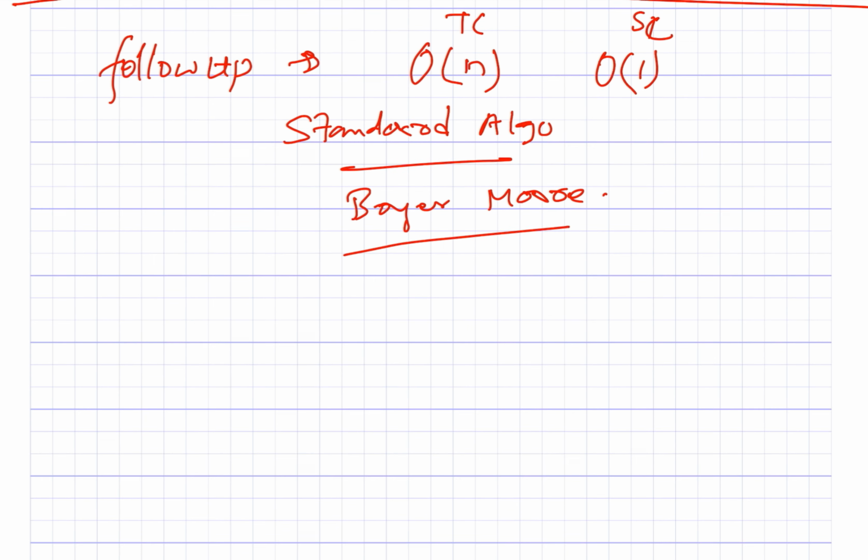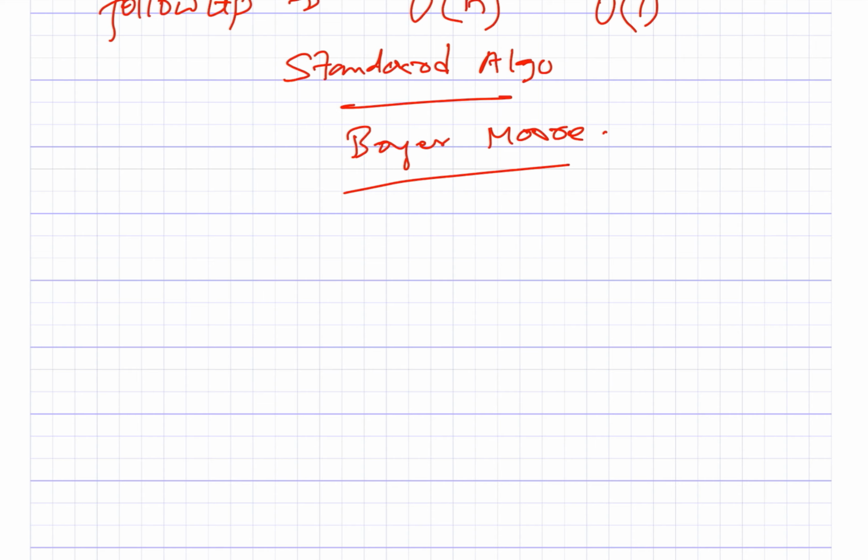So let's see our problem once again thoroughly. We are asked to find the elements that appear more than n/3 times. Okay, so how many elements can appear more than n/3 times? Let's check.